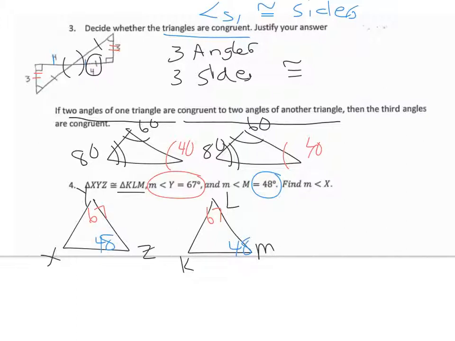So how can we figure out what X is? X has to be 65 degrees. And so does K by the theorem above.